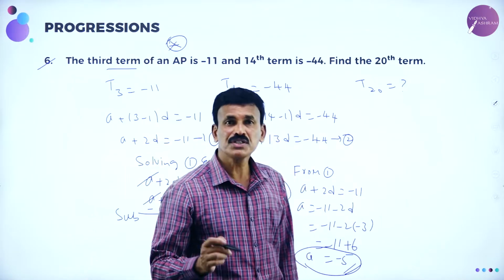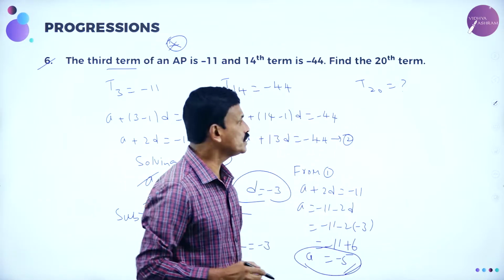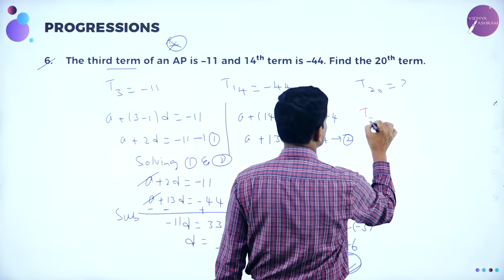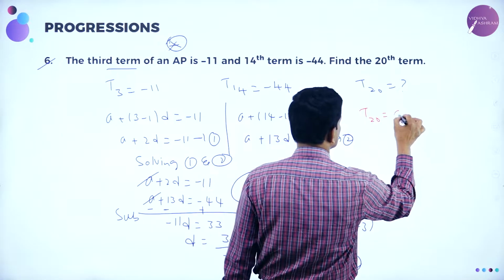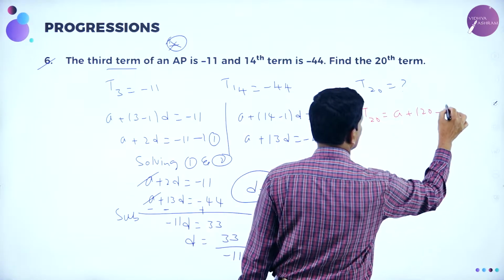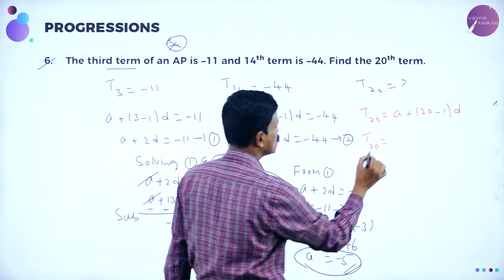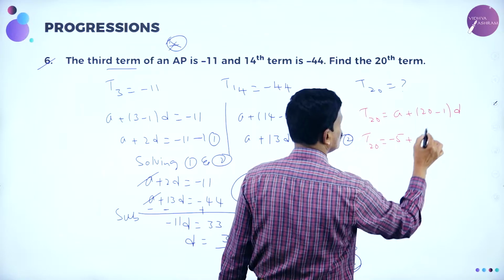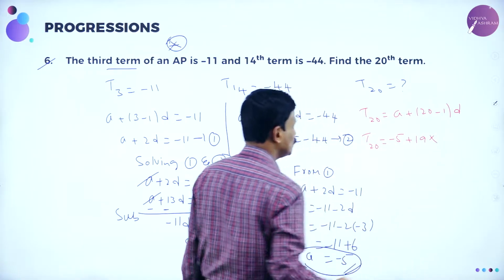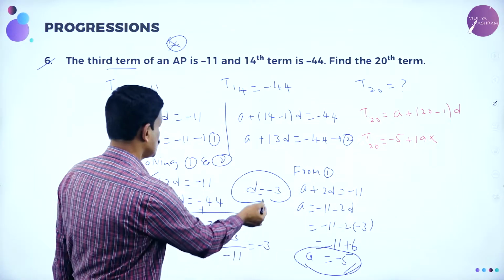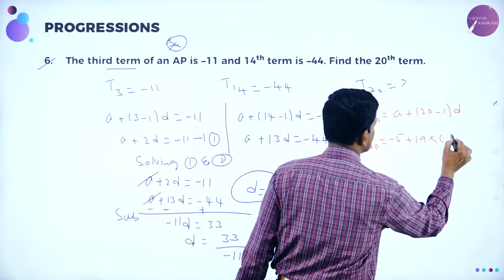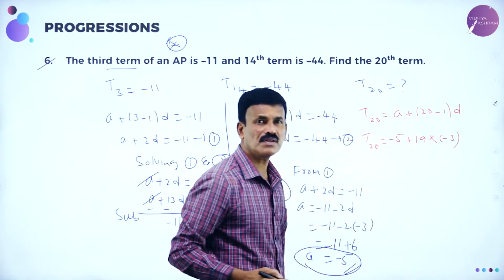Okay. Now what is to find? Just to find the 20th term. T20 is equal to a plus 20 minus 1 into d. T20 is equal to, what is a? A is minus 5 plus 20 minus 1, which is 19, into d. What is d? D is equal to minus 3. That's it. Simplify this, you will get the answer.